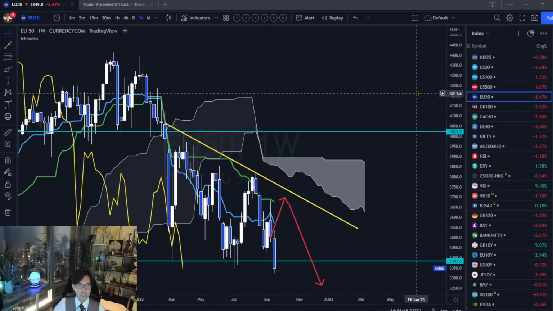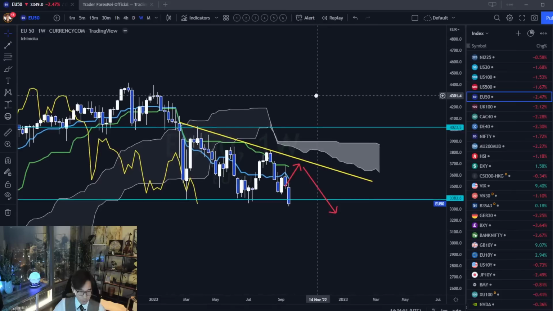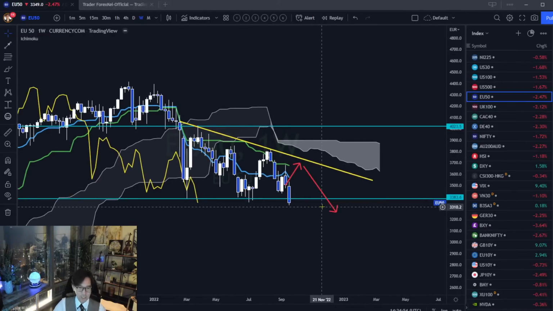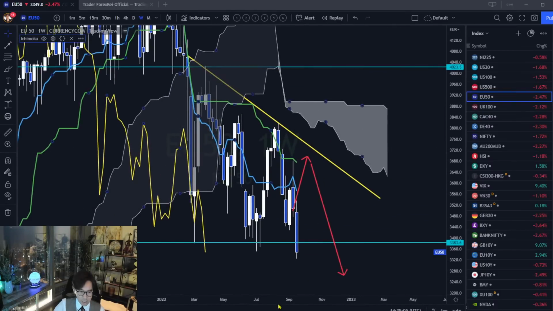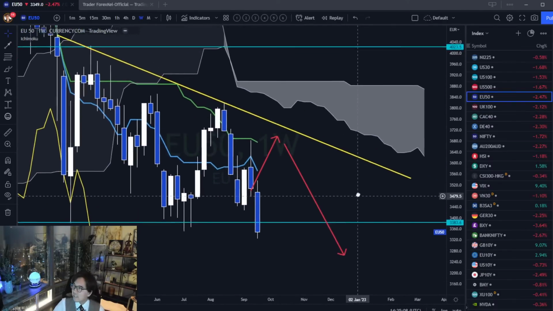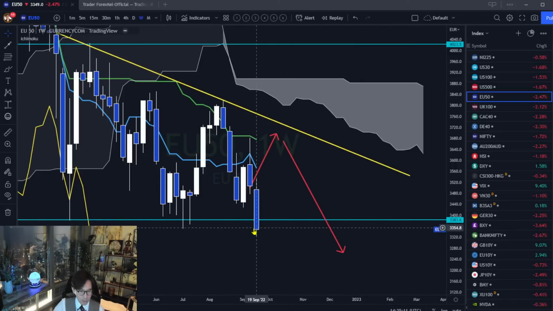Okay, next one is Euro Stocks. Euro Stocks is bearish because of this descending P wave structure. Last week looks like it broke the support, but the close price is kind of on the previous support level. You can check this zoomed-in chart. You see this last week's close was on 3347.6, and the support on the 4th of July was on that level too. So this is not a clear breakout.